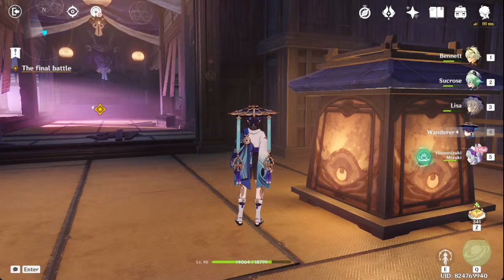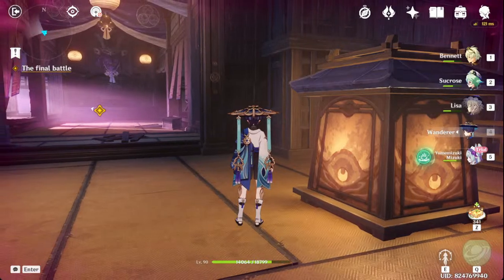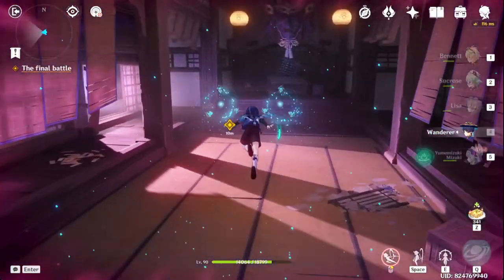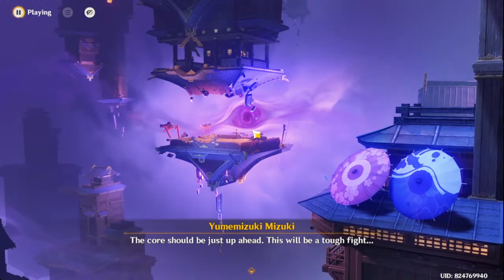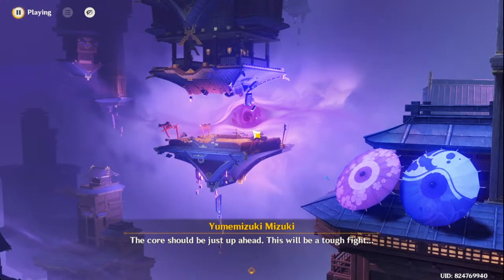There's no need to exchange pleasantries. It's rather pathetic to force a conversation just to occupy. Squall and fury! The core should be just up ahead. This will be a tough fight.